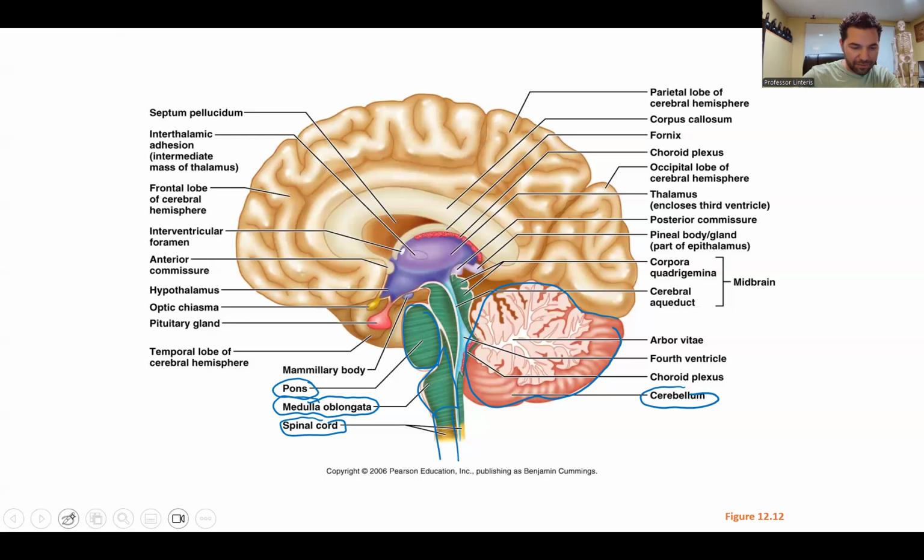And it is called, and all the new terms I'm going to highlight in a different color, the arbor vitae, right? Arbor vitae kind of looks like a plant, just the way it spreads out. Something we got to know.